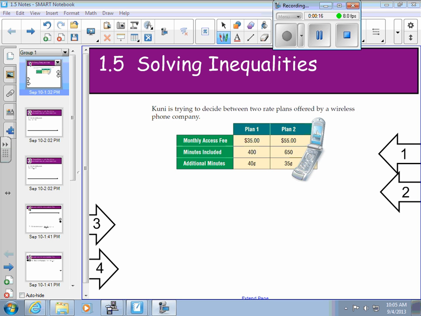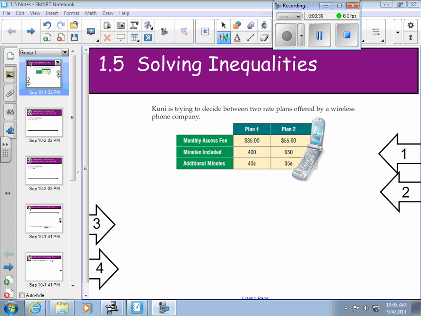The first example on your note sheet says Cooney is trying to decide between two rate plans offered by a wireless phone company. And the table gives some information about the two plans. Plan 1, you can get cell phone service for $35 a month. Included in that's 400 minutes. Any additional minutes you get charged 40 cents per minute.